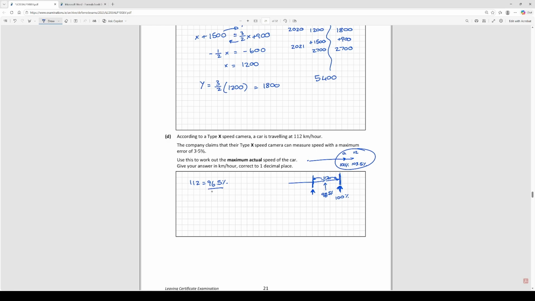So here I would divide both sides by 96.5. I'll just tell you what I would do. And then multiply both sides by 100. I'm not going to type that out if that's okay, but that is what 100% should equal, which should be the maximum speed the car can go at. Yeah, I'm going to take a break here.